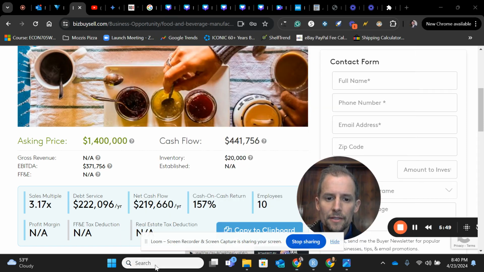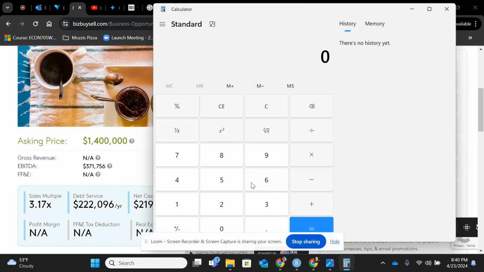Let's pull up the calculator here. Okay. 371 times 3.5, 1.298. So that should really be the offer right there. 1.298, about 100,000 less than what they're asking for. I really think it should be closer to 1.2.